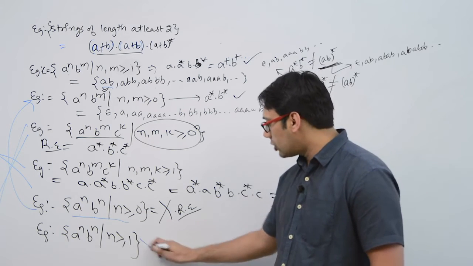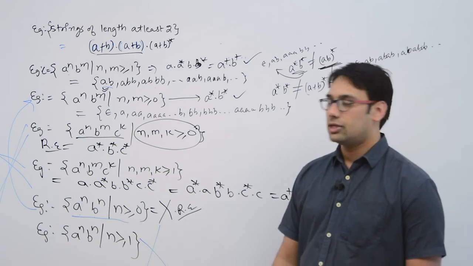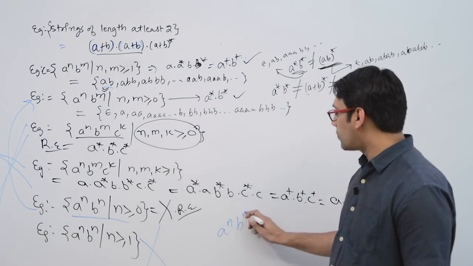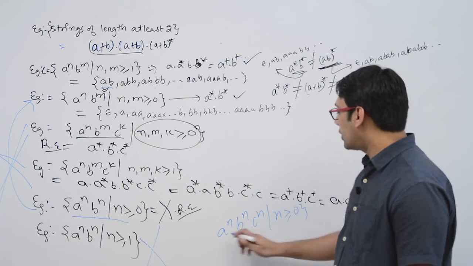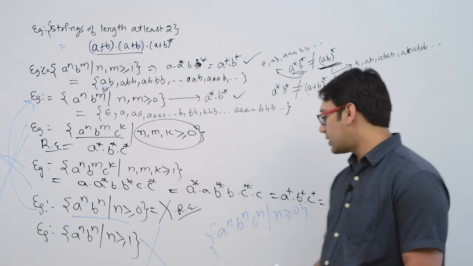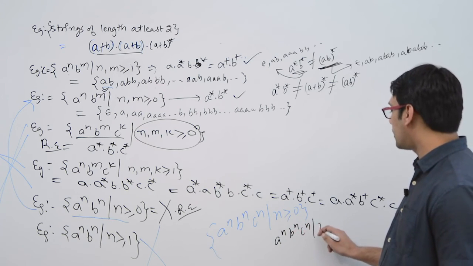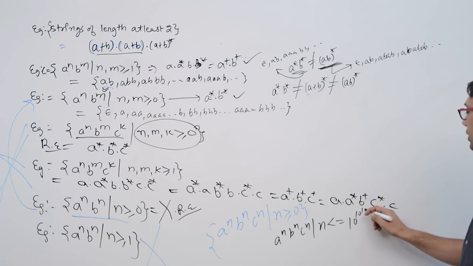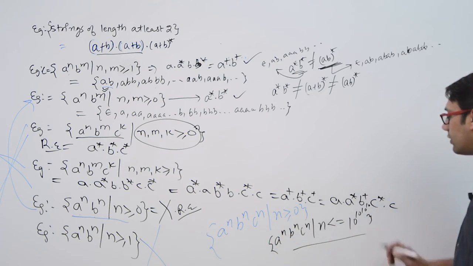In the same way, you cannot give a regular expression for this language: a raised to power n, b raised to power n, c raised to power n, such that n is greater than or equal to 0, because this language is not regular. But if you take a regular language like this, a raised to power n, b raised to power n, c raised to power n, such that n is less than or equal to 10 raised to power 10 raised to power 10 raised to power 10, now this language is regular and you can give a regular expression for this.